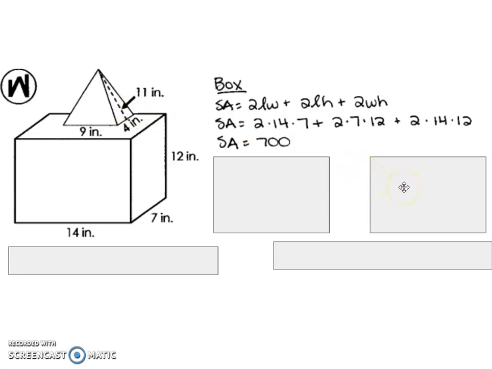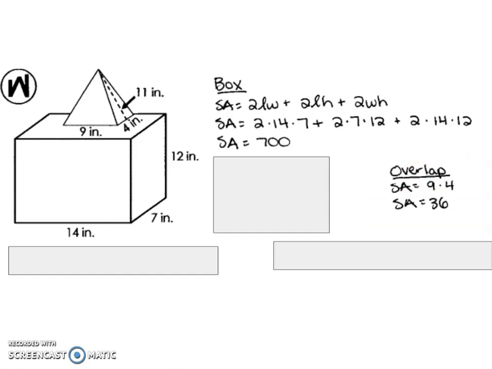The overlap section is the piece that the pyramid is touching, and the base of the pyramid is 9 by 14. So when I find that area, I get 36. So I know I'm going to have to take away 36 from 700. And I also need to end up adding whatever the surface area is for our pyramid. Since we don't want to count the base of our pyramid, since we just want the sides, we can use our formula on our formula sheet that says LA.